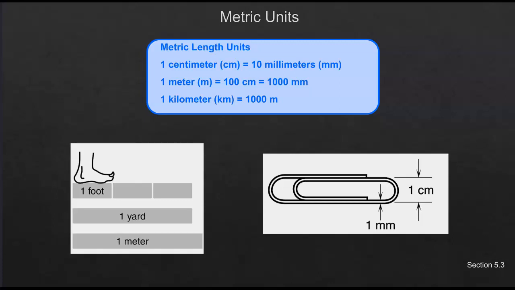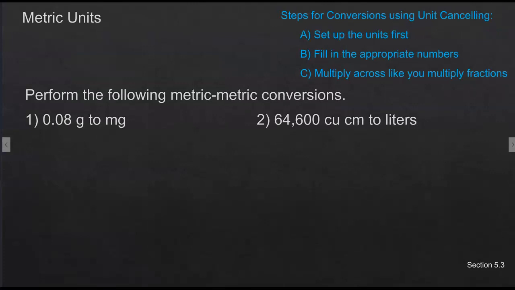Now, these are on your, or at least what you need is on your conversion charts, and the conversion charts are going to be something that you want to just kind of keep handy because you'll be using them for lots of different conversions on the last lesson and this lesson. Okay, so these are the conversion steps. We talked about these in section 5.2. Set up the units first, fill in the appropriate numbers, multiply across like you multiply fractions. So whatever's on top you multiply, and on bottom numerator, denominator.